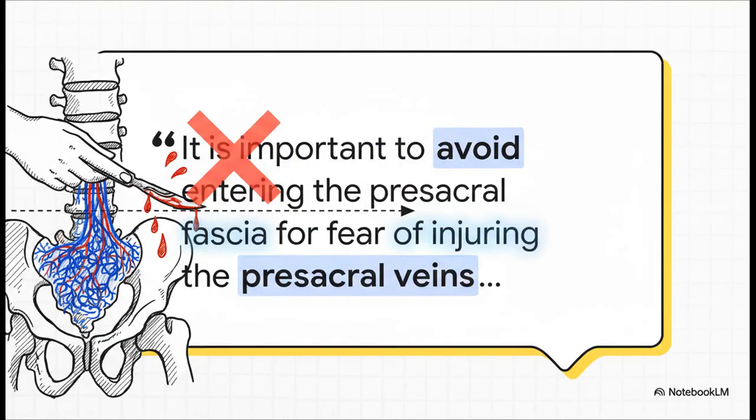So the most important thing during the posterior part of the TME is staying in that holy plane. This quote here highlights the most feared technical mistake: straying from that plane and getting into the presacral fascia. If you do that, you can cause catastrophic, really difficult to control bleeding from the presacral venous plexus. Sharp dissection under direct vision is absolutely mandatory to avoid this.